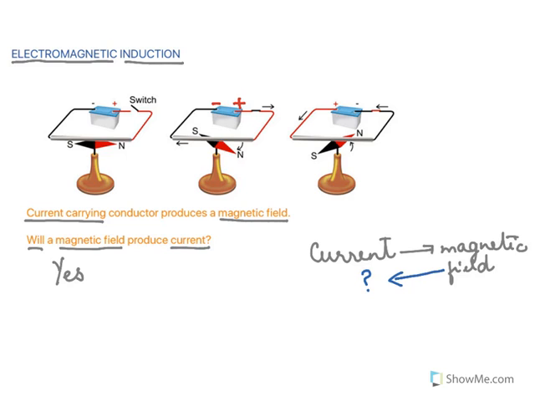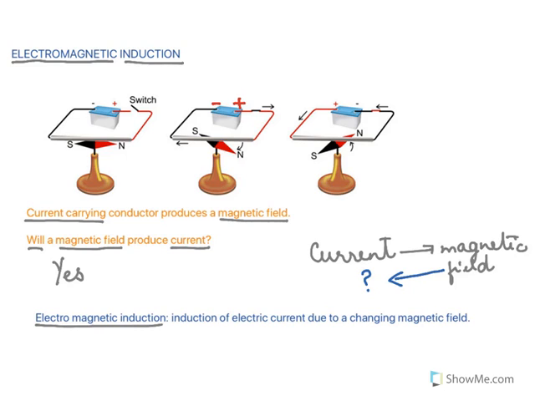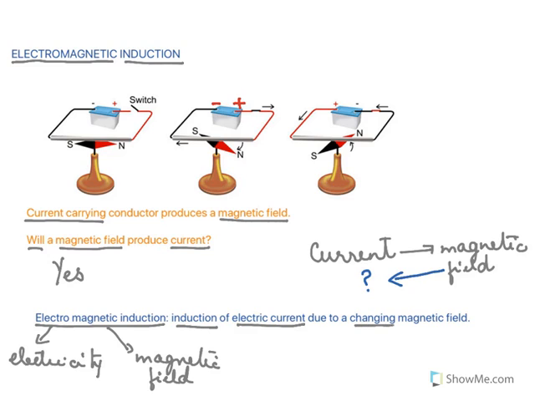This phenomenon of the production of a current due to a magnetic field is called electromagnetic induction. Electro means electricity. Magnetic means magnetism or magnetic field. Induction is to produce. So electromagnetic induction is production of electricity due to a changing magnetic field. The key word here is not just magnetic field, it is a changing magnetic field that produces electric current. So remember this word, changing magnetic field produces electric current.